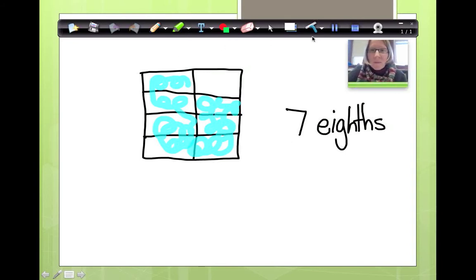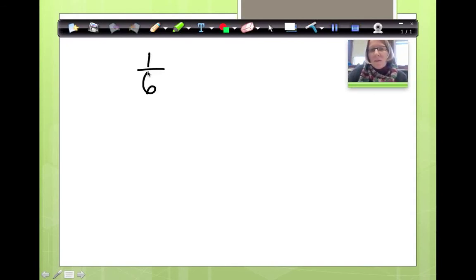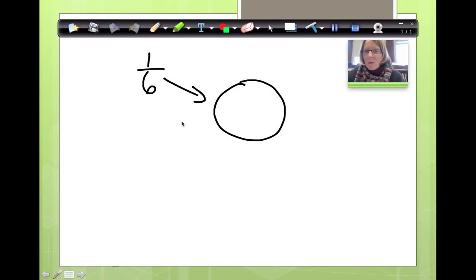Okay? Now, what if I give you this? And I ask you to partition a circle to show me this. What would you do? Well, first you need to find out how many parts to partition it into, right? So we're going to partition it into this many. This is our parts, or our fractional unit. So our fractional unit is 6. So let's divide it into 6.